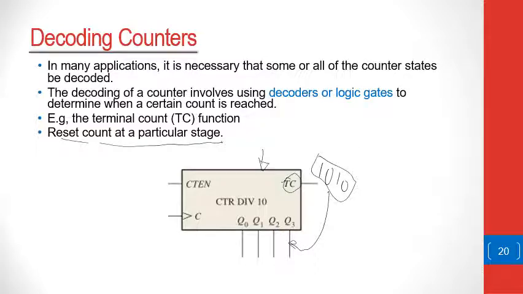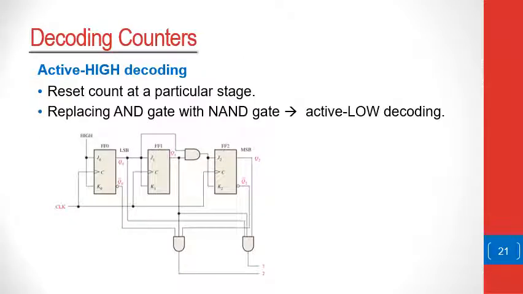So the counter in this case will count from 0 all the way to the terminal count and then back. At this stage, the terminal count will go up when the terminal count is reached, and then go down to the rest of the count. The way the terminal count is implemented is using a decoding circuit.